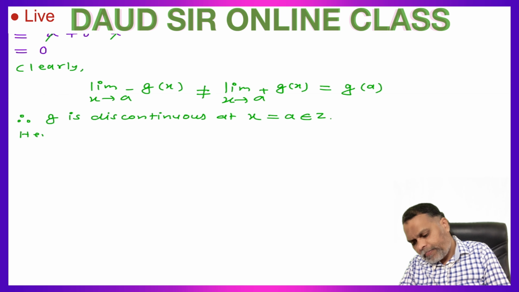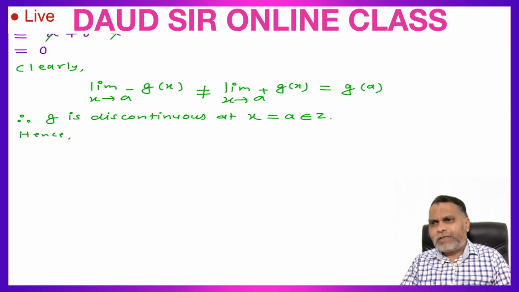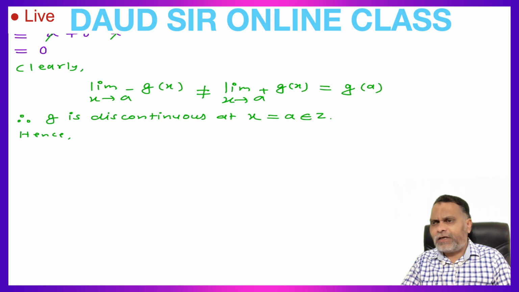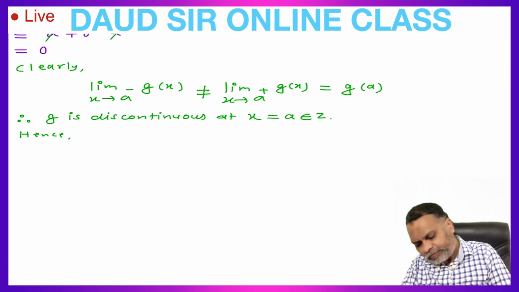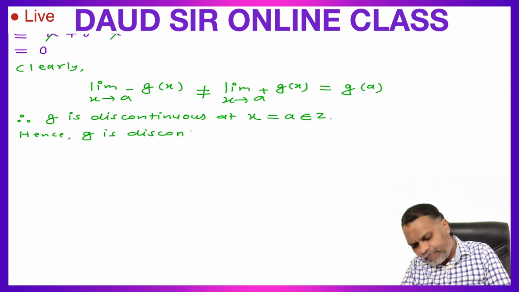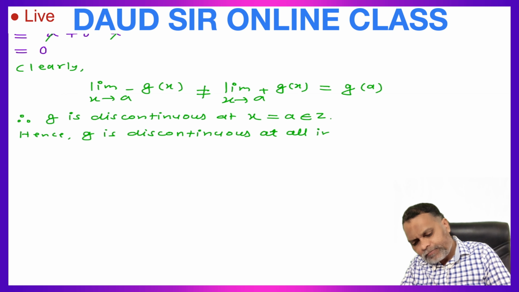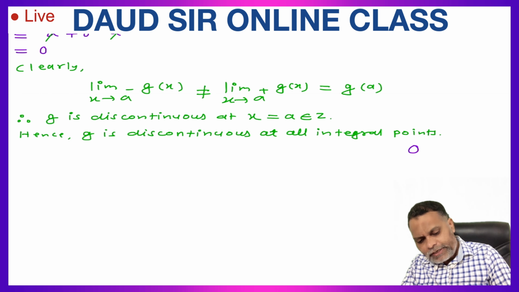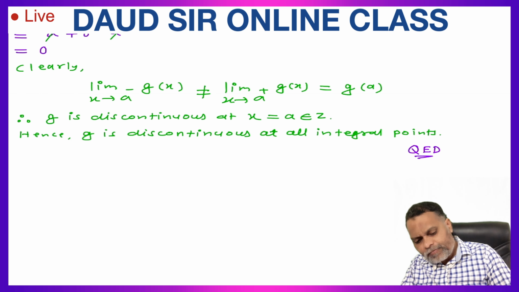Hence, this a may be any integer, positive or negative or 0. So this function g is discontinuous at x is equal to a, where a is any integer. Hence, g is discontinuous at all integral points. QED.